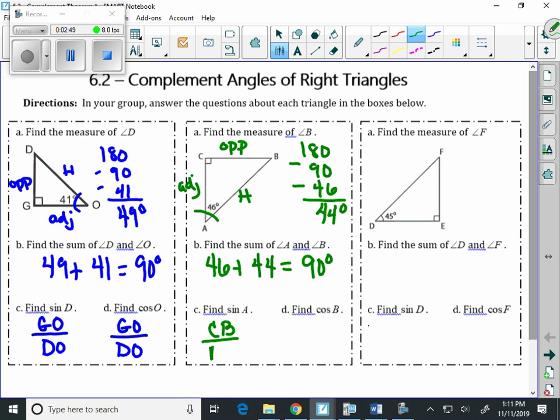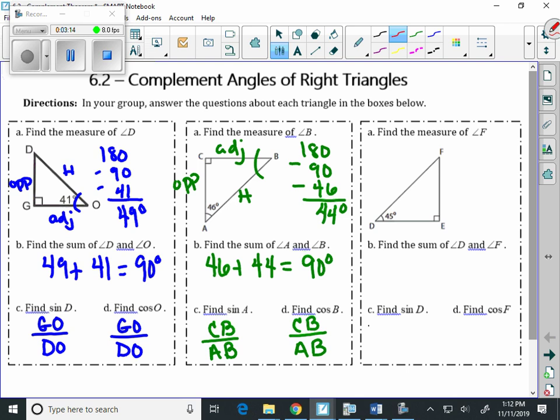Remember, the hypotenuse isn't going to change, but if we label this triangle with respect to angle B, over here is the opposite, and this is the adjacent. The cosine is adjacent divided by hypotenuse, which is CB divided by AB.